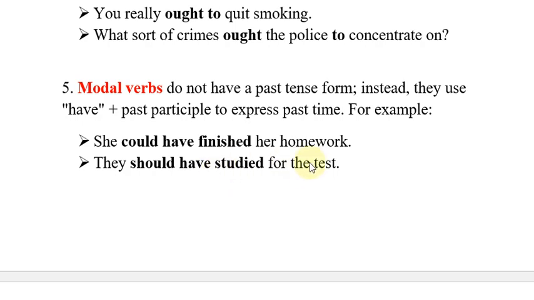They should have studied for the test. Again, this is a kind of recommendation or advice. So could have, past possibility; should have, recommendation or advice.